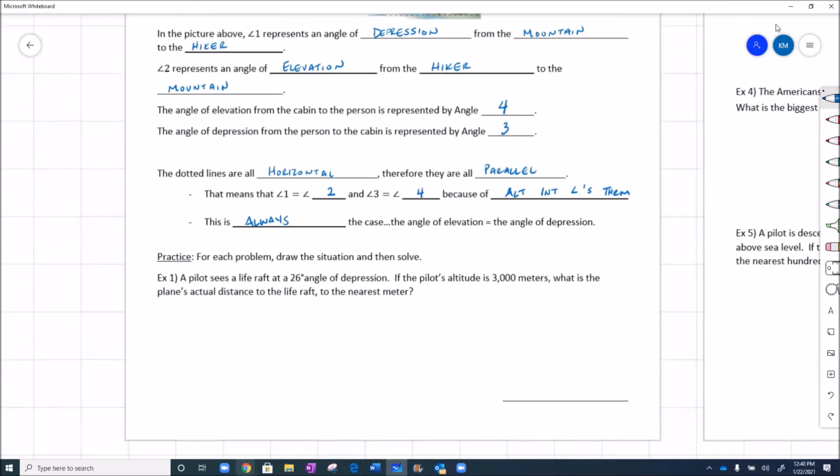All right, so it says for each of these problems, draw the situation and then solve. Example number 1 says a pilot sees a life raft at a 26 degree angle of depression. If the pilot's altitude is 3,000 meters, what is the plane's actual distance to the life raft to the nearest meter? As we look at the image, we've got an airplane, and we see the altitude of the pilot is 3,000. It sees a life raft somewhere, probably over here somewhere.